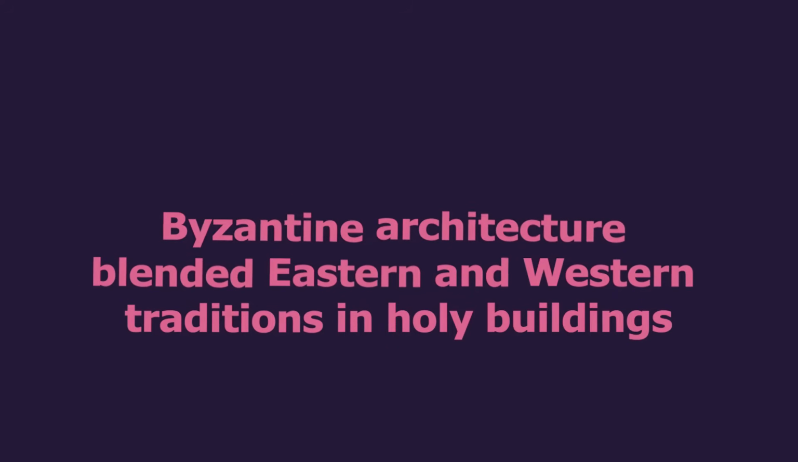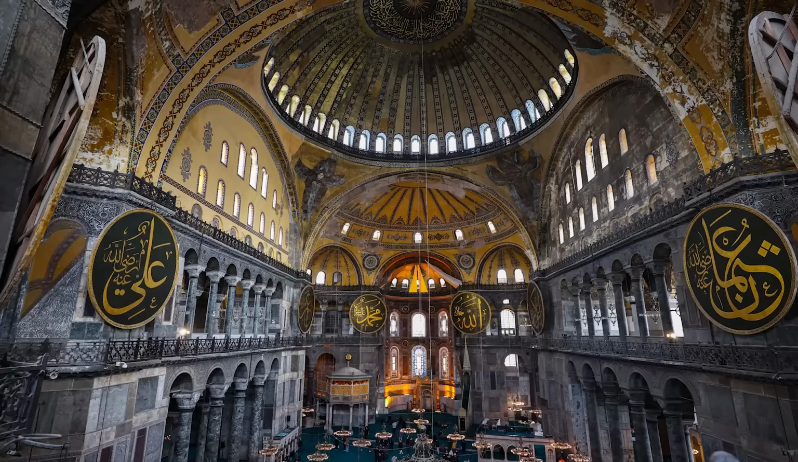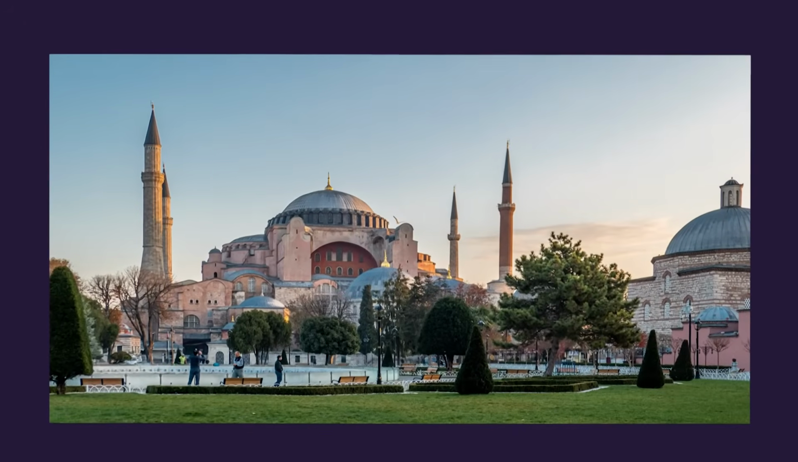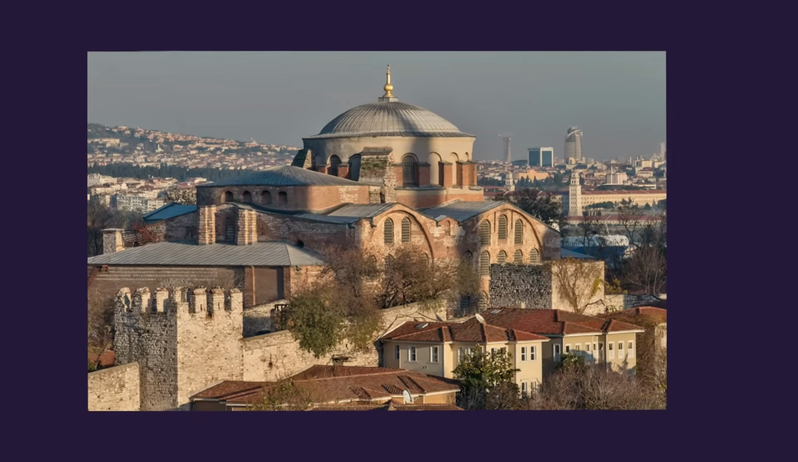The most elaborate characteristic of Byzantine architecture is the central dome that eventually rose to new heights with Middle Eastern technology. One of the most prominent examples of Byzantine architecture is Hagia Sophia in Istanbul.